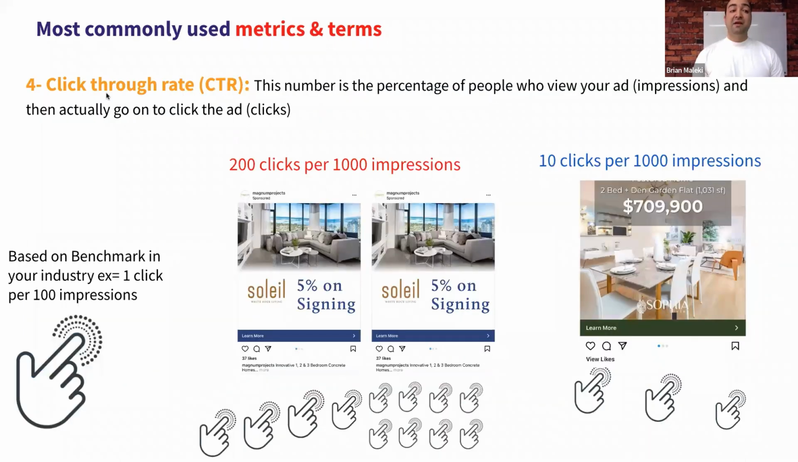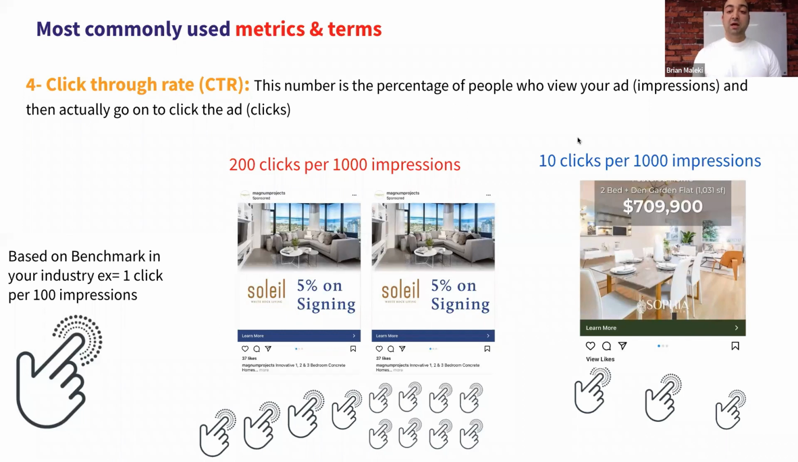Another metric we have is very important, and I've seen many people skip over it and not really understand the importance of this metric. It's CTR, click-through rate. It's the percentage of people who view your ad and then actually go on to click the ad. For example, if you create one ad, like a campaign, and show ads to your target audience, and let's say 1,000 people see your ads, and only 200 people click on it.